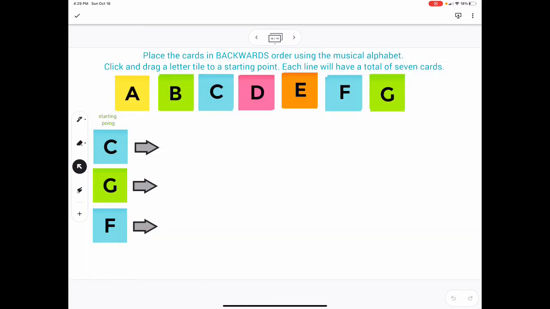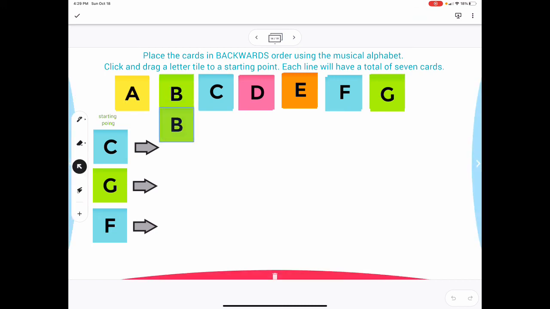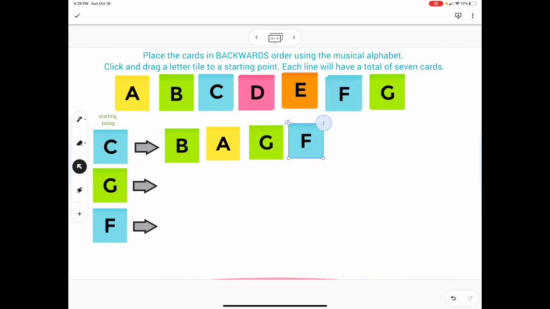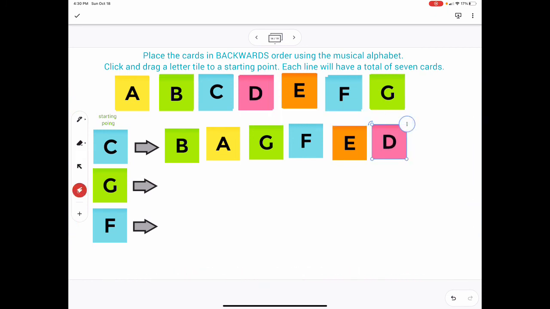All right, let's do 3 more. If I was to start on C, it would be B, A, G, F, E, and then D. Could I keep going on? Yeah. The next one would be C, right? And then the pattern would just continue again.